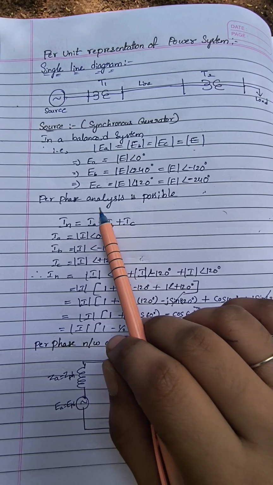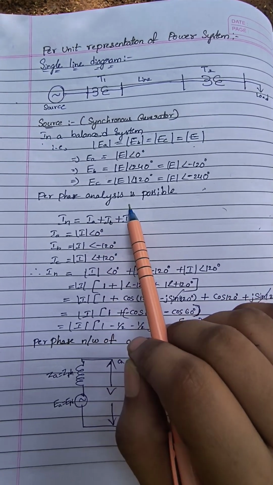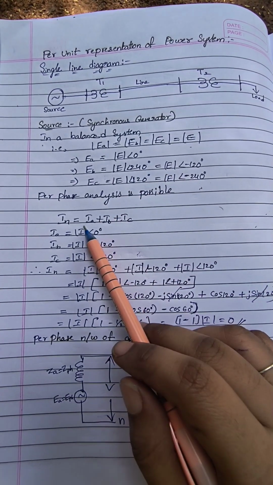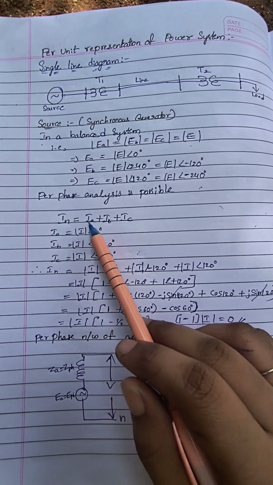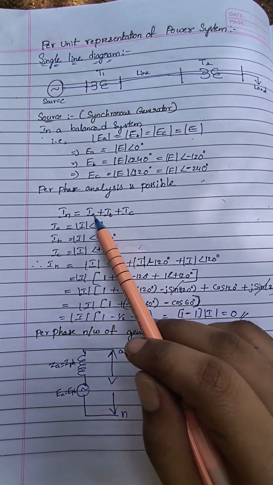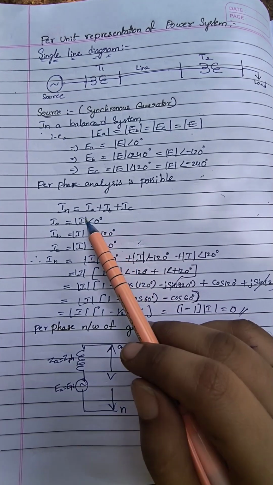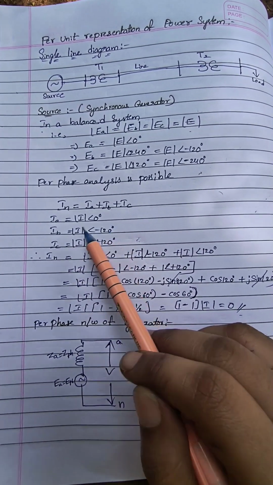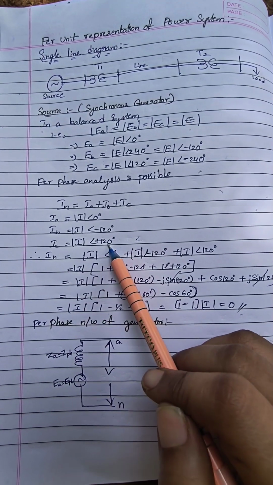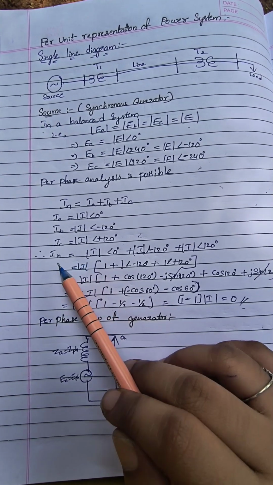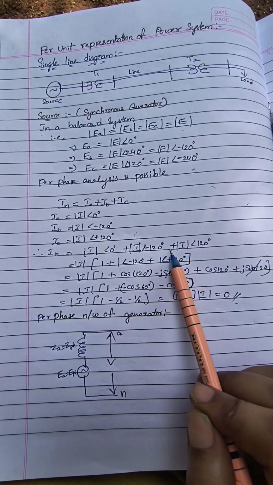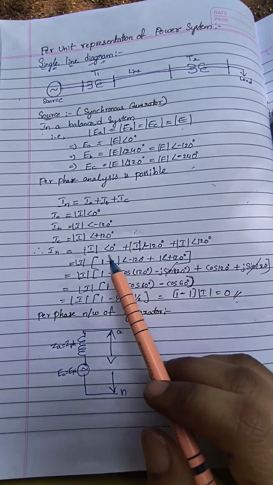For a balanced system only we get per phase system analysis. So this is possible if the system is balanced. And the current in the neutral is the sum of currents in all phases, that is IA plus IB plus IC, and these currents are also spaced by 120 degree and the magnitudes are same. So IA equal to I at an angle 0, IB equal to I at an angle minus 120 degree, IC equal to I at an angle 120 degree. So IN value equal to the sum of these currents, I at an angle 0, plus I at an angle minus 120 degree, plus I at an angle 120 degree.